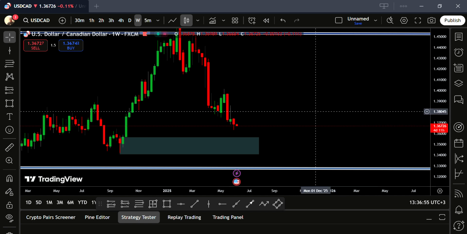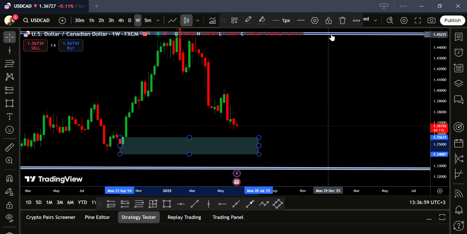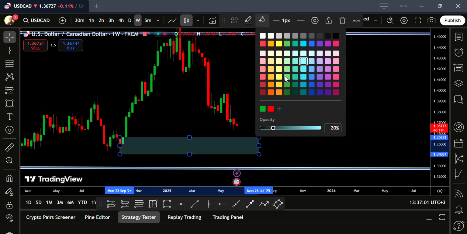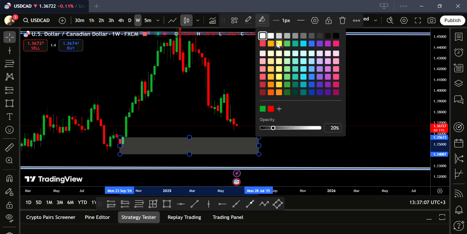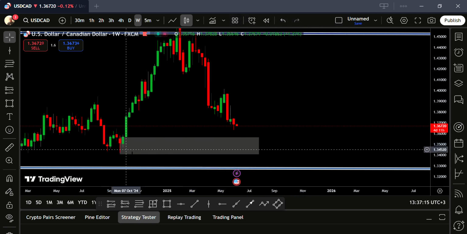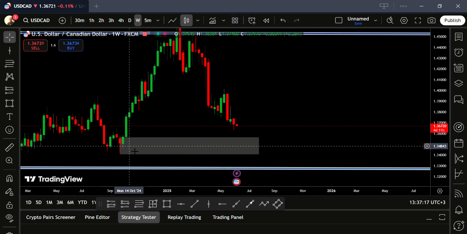Okay, so with that in mind, after I have gone to the chart, the first thing you do is identify your areas of demand and supply, or areas that can act as a magnet that price would want to move towards. That is the first thing you do when you go to the chart. So this one here is our area of demand.